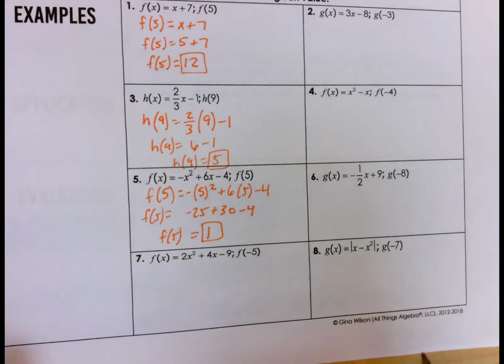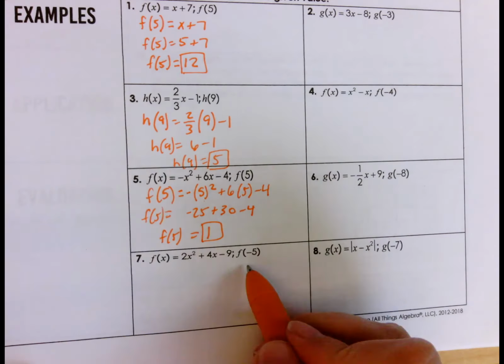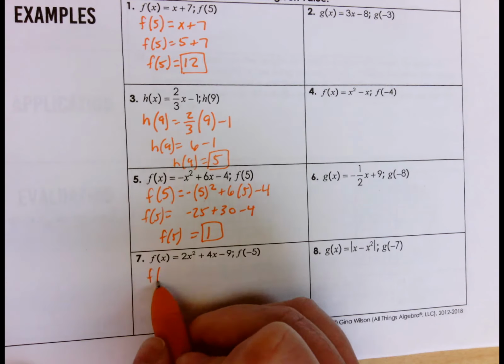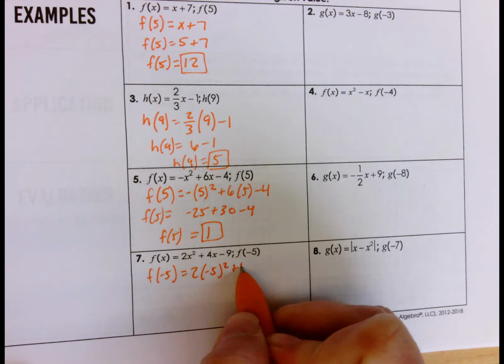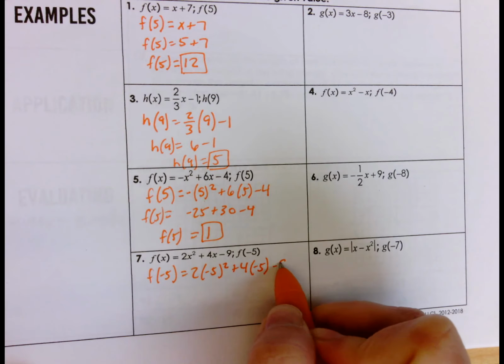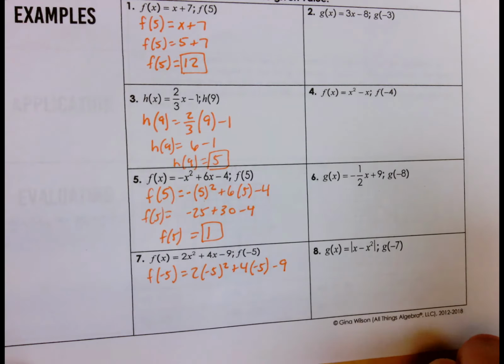And then one more example here on the front side. We have a negative 5 this time. So f of negative 5, when we plug that in, everywhere we have an x, remember we use those parentheses so that we don't get messed up with our negatives.